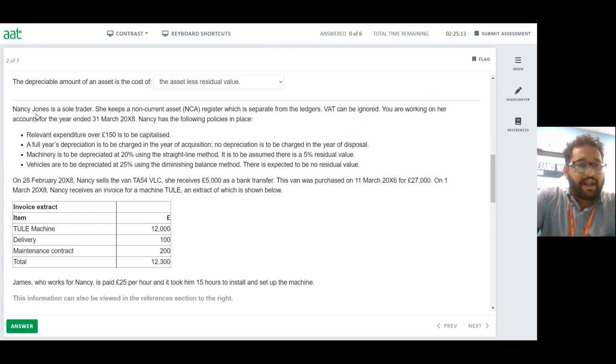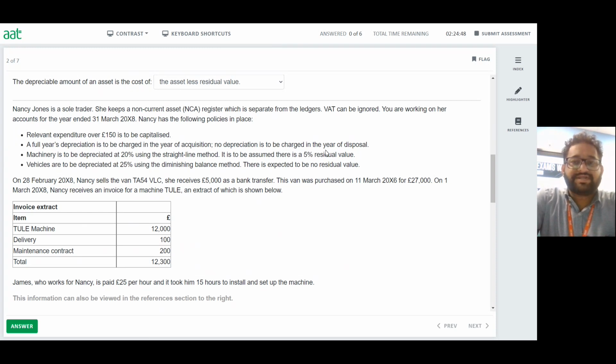So now if you look at that here, Nancy is a sole trader. She keeps a non-current asset register, which is separate from the ledgers. That can be ignored, so thank God for that one. We don't have to worry about that. You are working on her accounts for the year ended 31st of March 2018. Nancy has the following policies in place. Relevant expenditure over £150 is going to be capitalized. A full year of depreciation is to be charged in the year of acquisition.